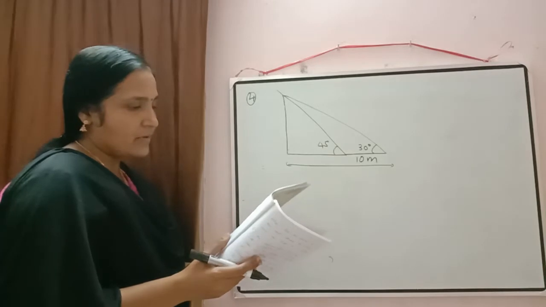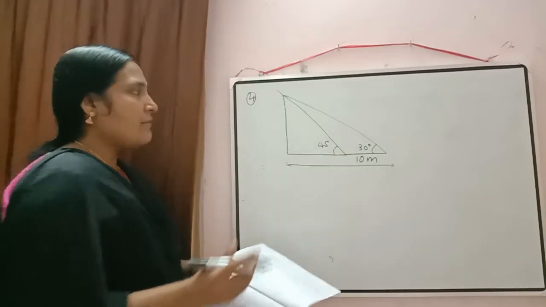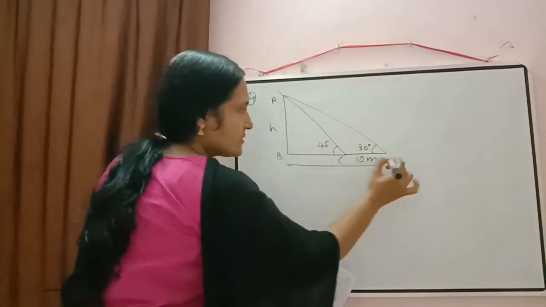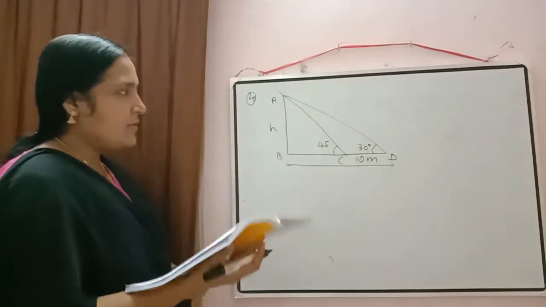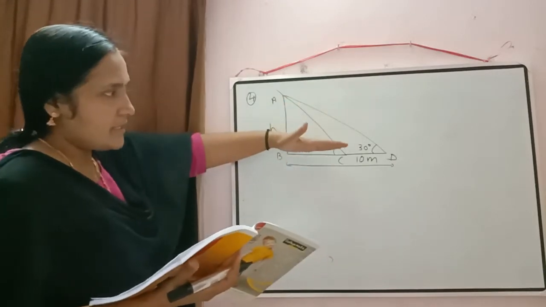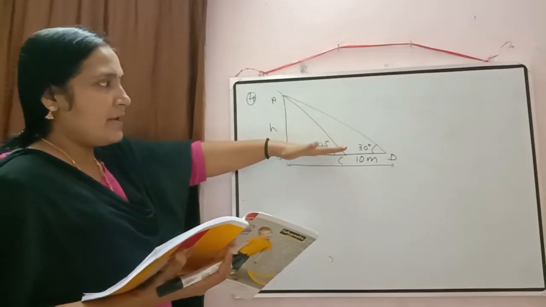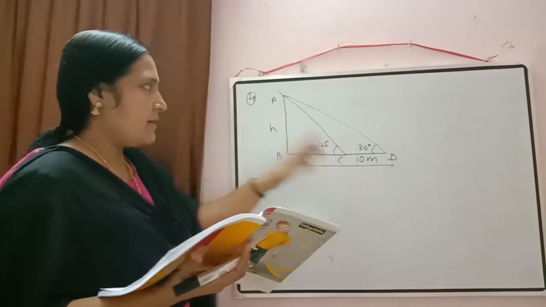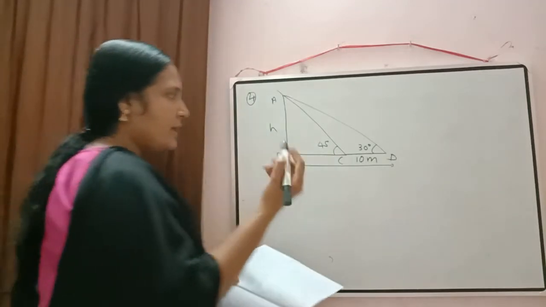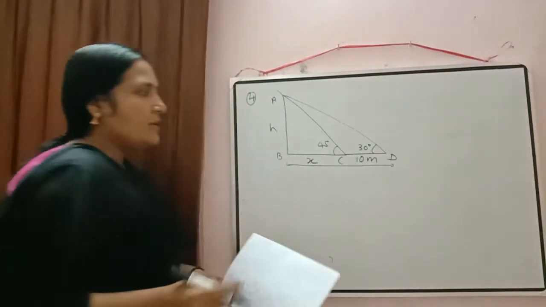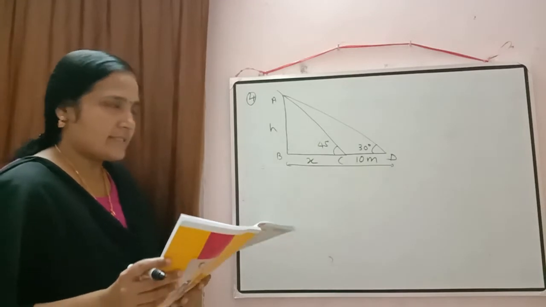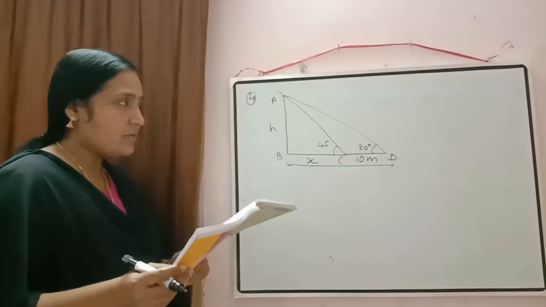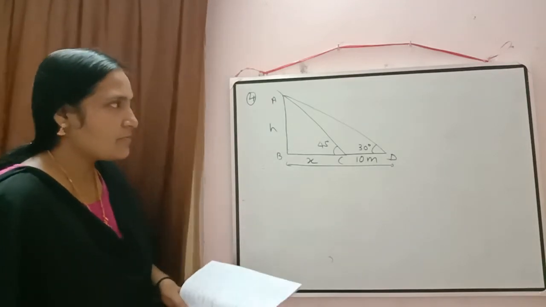Now what we have to calculate? Find the height of the tower. This height we have to calculate. So this is the diagram for this question. When the altitude was 45 degree, this was the length of the shadow, and when it changes to 30 degree, the shadow increases by 10 meter, and this height we have to calculate. This length also we don't have, so that one we can take as x. In the question it is given, take root 3 is equal to 1.73. So we can substitute that also.